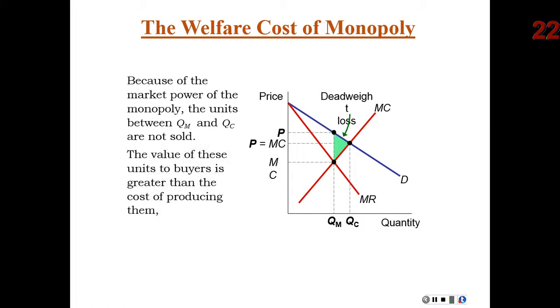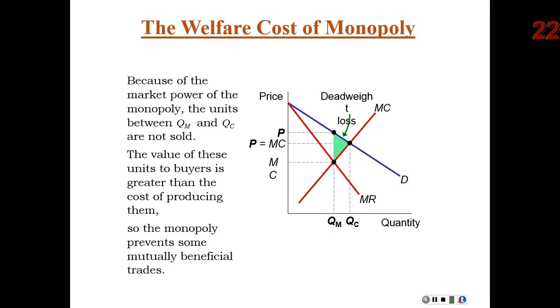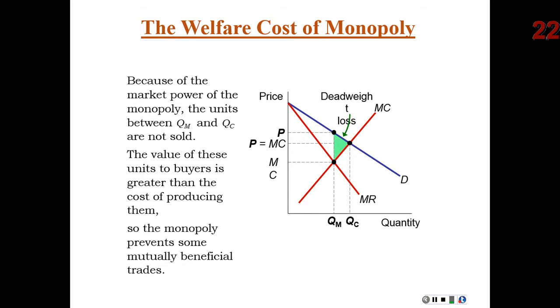Again, these transactions are lost, and we have this deadweight loss because of the market power of the monopoly. Any market with market power, or firm with market power, is going to have some measure of deadweight loss. Because again, the units between QM and QC are not sold, the monopoly quantity and the competitive quantity. These are valuable units to the buyers, and they value them more than it costs the monopoly to produce them. And so the monopoly prevents some mutually beneficial transactions. That's the definition of deadweight loss. And we'll talk about that more in our next presentation.